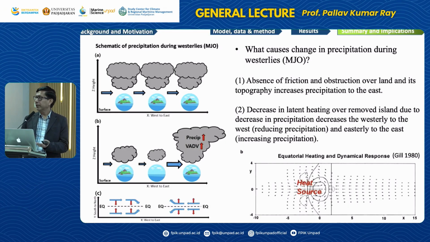westerlies or during MJO. So what we believe in our whole example is that whatever decline in precipitation we got in our model was likely underestimated because we did not have influence from the ocean. So if you actually use coupling, then the most likely scenario is that the precipitation decline will be even more than what we found.